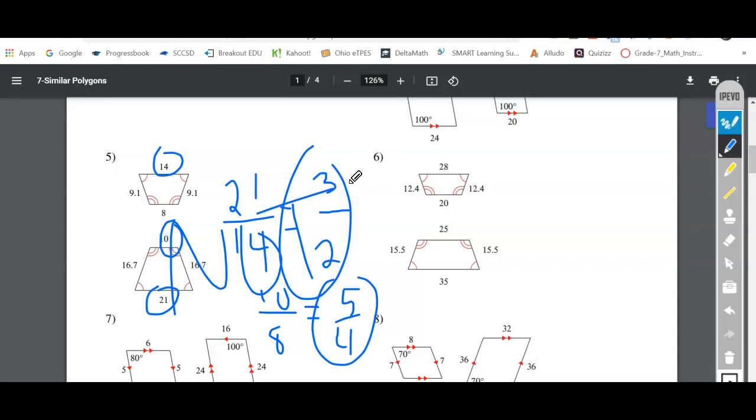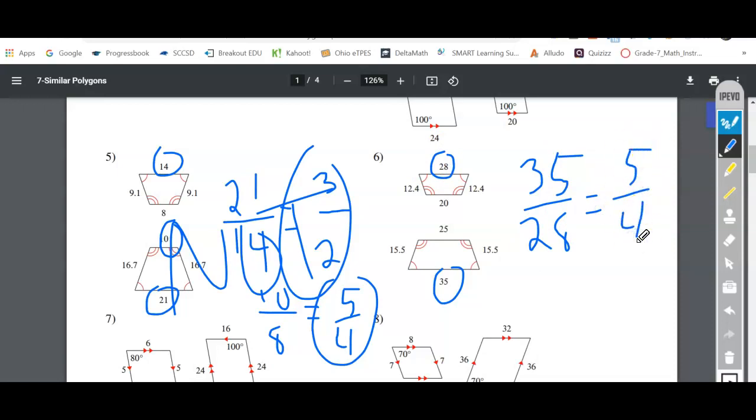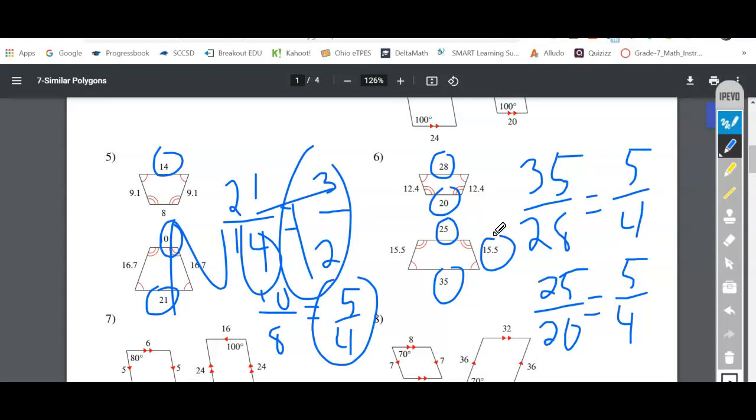Okay, next one. 35 over 28. Simplifies down to, 7 goes into that 5, 7 goes into that 4. 25 over 20 simplifies down to 5/4. And then we've got this one, which is 15.